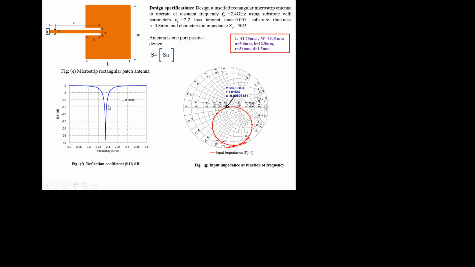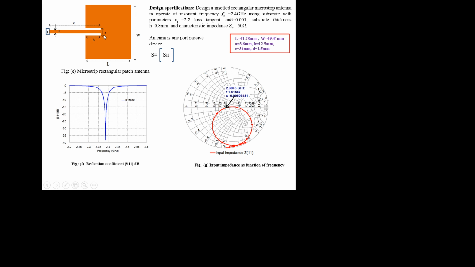So this is the S11 plot, and we are plotting it in decibels. See here, this is the plot at resonant frequency. We designed it for 2.4 gigahertz, but there is a small shift in frequency. We are getting it at 2.39 gigahertz. We get maximum power delivered to the antenna. See, minimum reflection here, S11 is very low, around minus 37 to minus 38 dB.